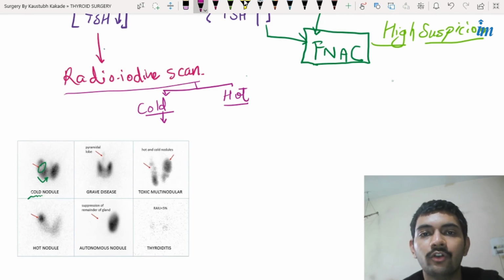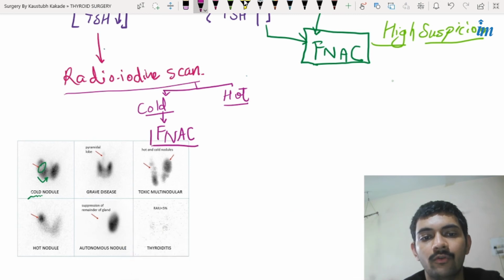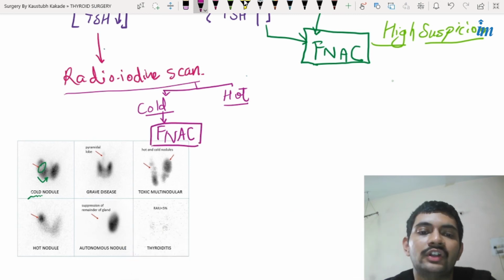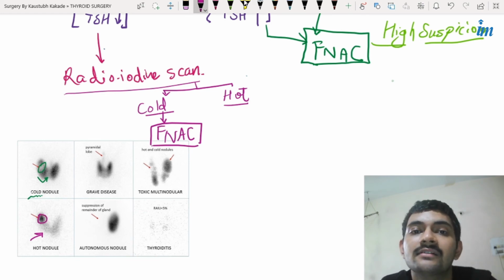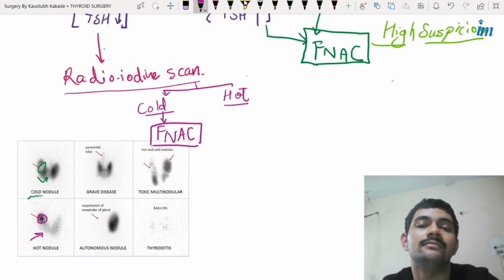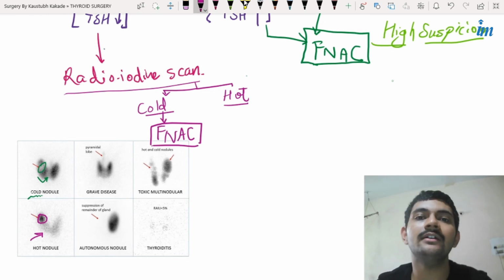So in that case, what you are going to do? You are going to do a FNAC, fine needle aspiration cytology, to rule out that suspicion. But see, in the second image down here, you can see that the remaining thyroid is not taking up dye, but the suspected nodule is taking up dye. Why? Because that suspected nodule is so active that it is not letting the remaining thyroid take up the dye. That means a nodule which is very, very active and the patient is hyperthyroid.